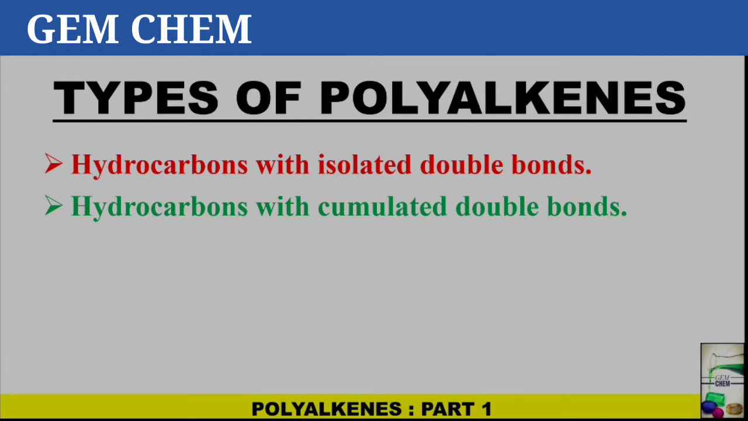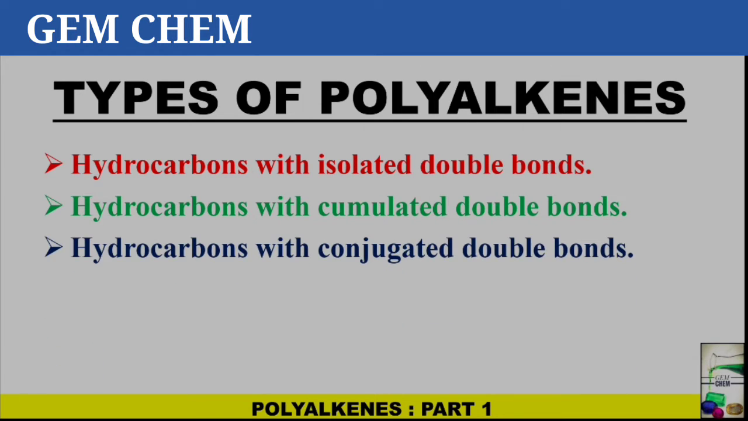Now the last type is hydrocarbons with conjugated double bonds. So you will have the double bonds alternate to each other so that they can undergo resonance.